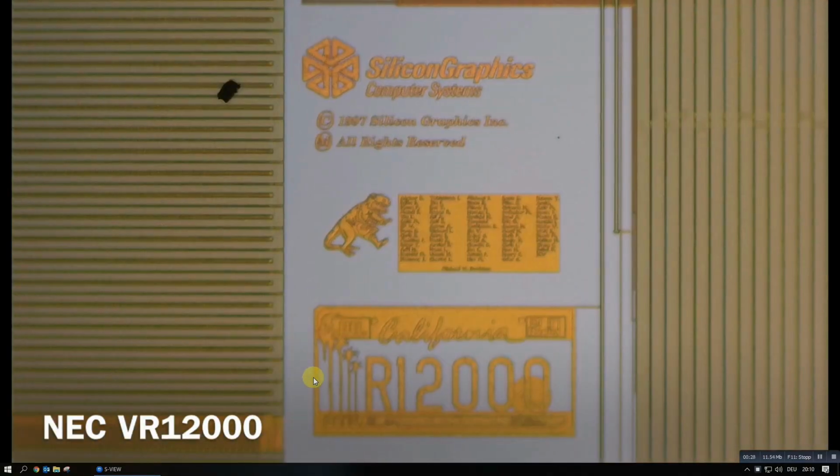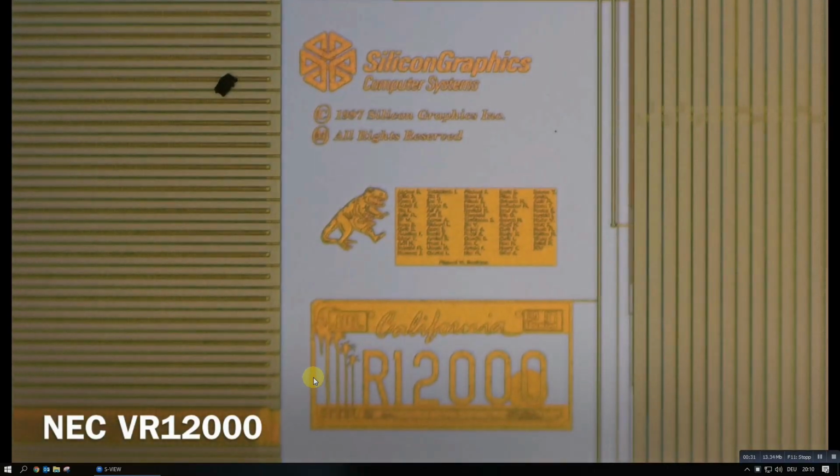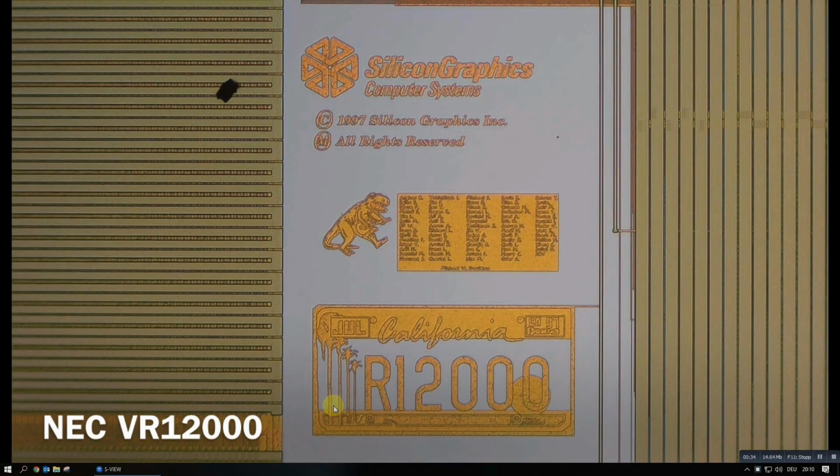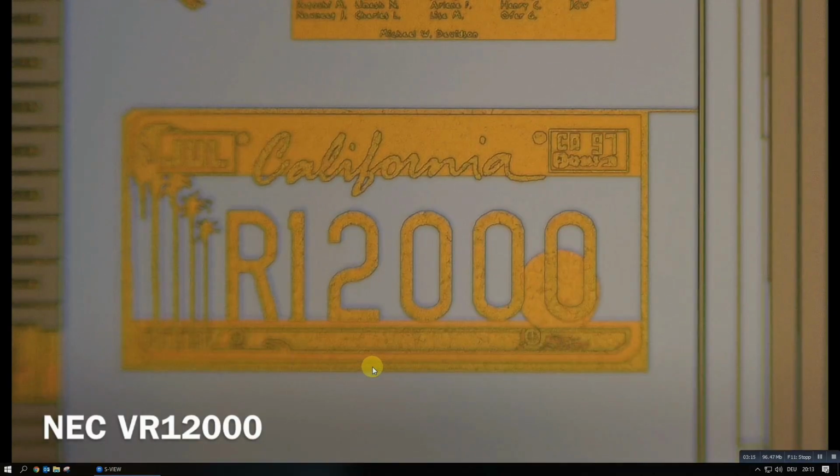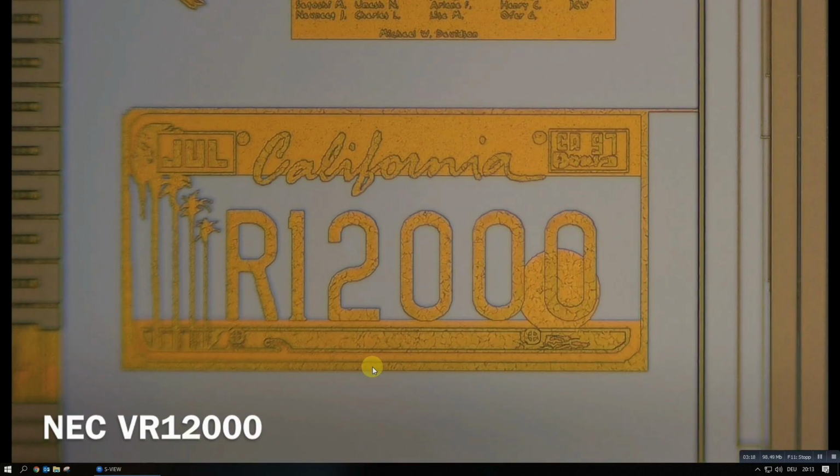Here we have some nice art in between the chip. What we can see here is on the top the Silicon Graphics logo, then written Silicon Graphics Computer System 1997. Then we have here also our nice T-Rex and beside the T-Rex a table with a lot of names in it. Underneath here are 12,000 in the shape of a car license plate, very nice. California, you can see some trees and July 1997. Looks pretty neat and is a nice idea. And due to the fact that this chip is produced in Silicon Valley in California, they chose this kind of license plate.